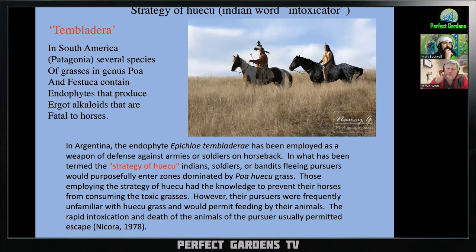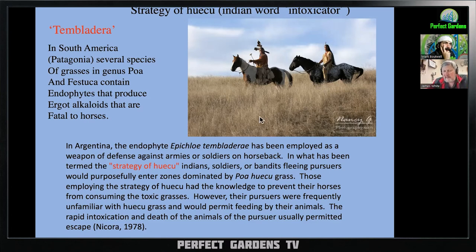And that is, when they were being pursued by, say, soldiers or posses, they would run into these big areas that were dominated by these endophyte-containing grasses. And the pursuers didn't know what the grass was. They would let their horses eat. And then the horses would become immobilized, and they would have to stop pursuing, and the Indians or the bandits could get away. That's the strategy of hueku.